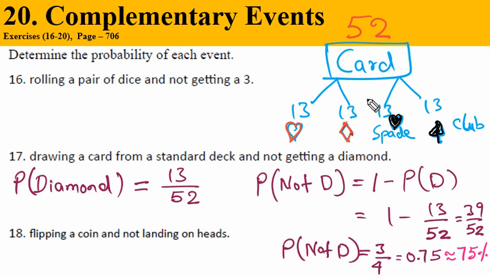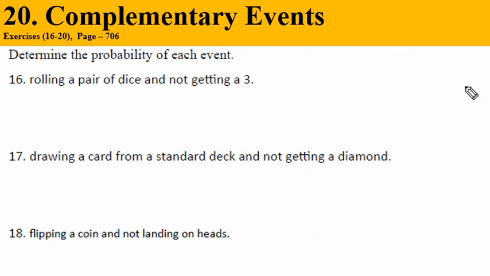So now you know about dice and card. Let's talk about a coin. A coin's sample space is how much? Head and tail. So total is 2. Flipping a coin not landing on head. So if it is not landing on head, it means it is landing on tail.